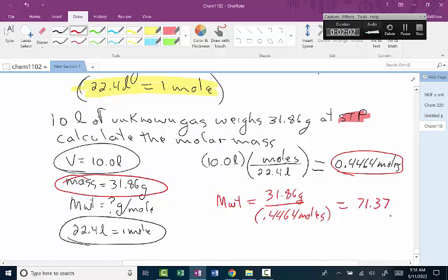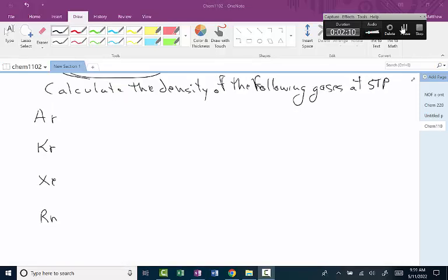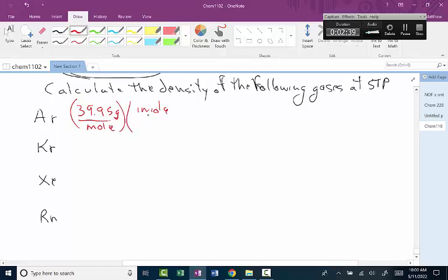I'll do another problem or two here of density. And so here's my problem. I'm going to calculate the density of the following gases at STP, and I'm going to do this from the molar mass, which is not given to you. You have to recognize that the molar mass can be looked up in the periodic table. So I know the molar mass of argon, it's 39.95 grams per mole, and all I have to do is multiply by 1 mole equals 22.4 liters, and I do that for every one of these.